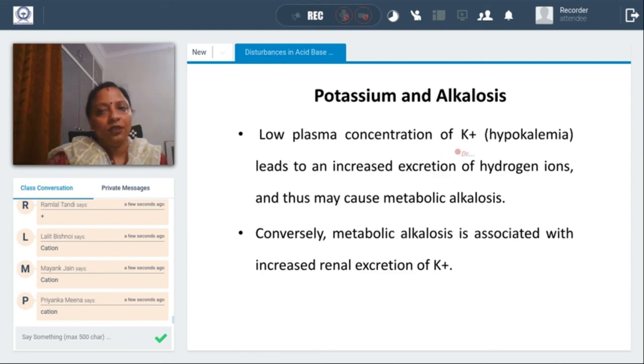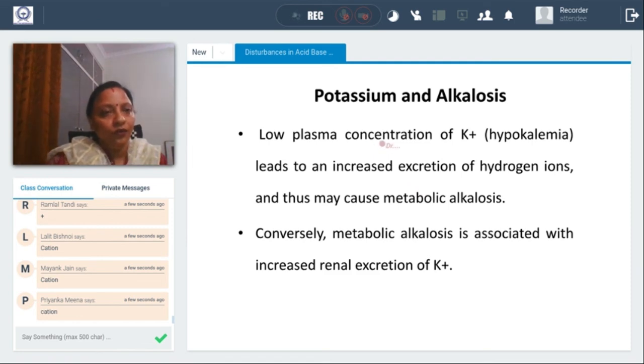Low plasma concentration of potassium, hypokalemia, leads to an increased excretion of hydrogen ions and thus may cause metabolic alkalosis. So please remember, it causes metabolic alkalosis. Conversely, metabolic alkalosis is associated with increased renal excretion of potassium ions, which means a decrease in plasma potassium.